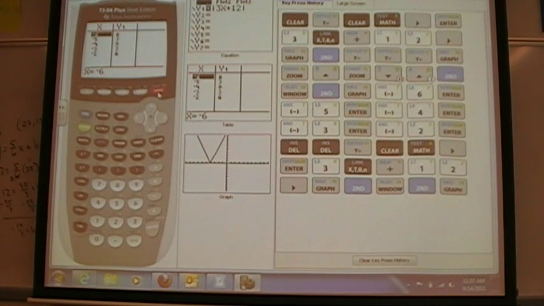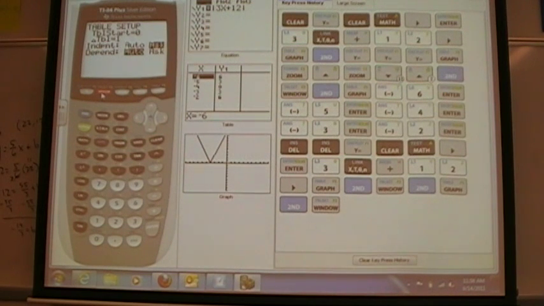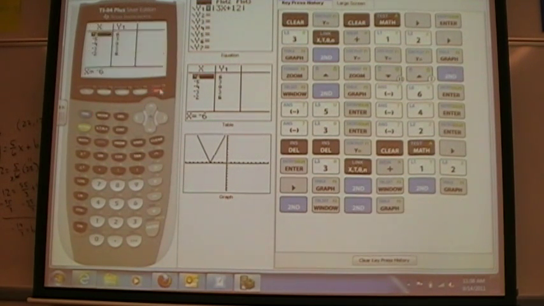How would you do the table setup? We go to second window, and you need to make sure the independent is on ask, and then from there you go to second graph to get to the actual table. How did you get the graph part? Just hit graph. Hit graph by itself, and the graph pops up.